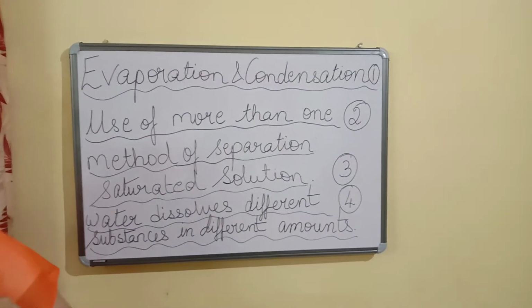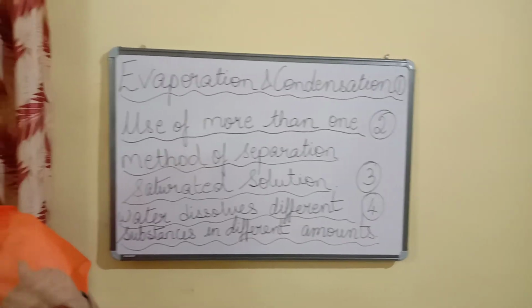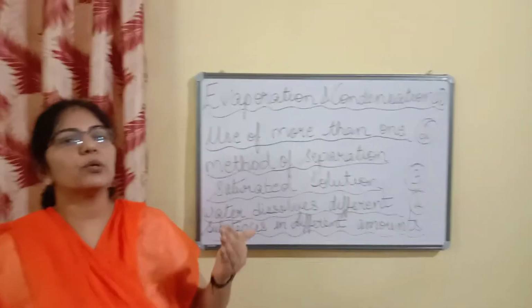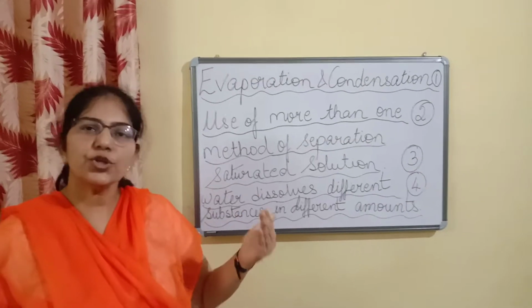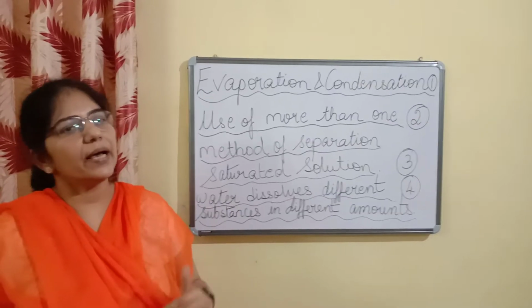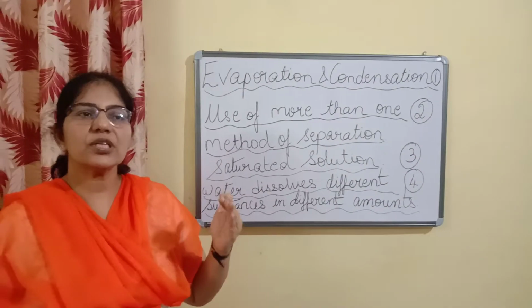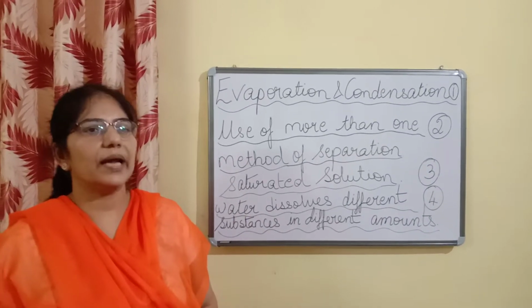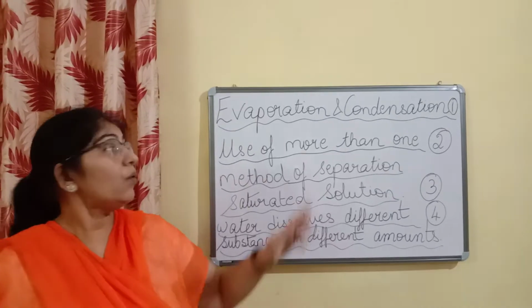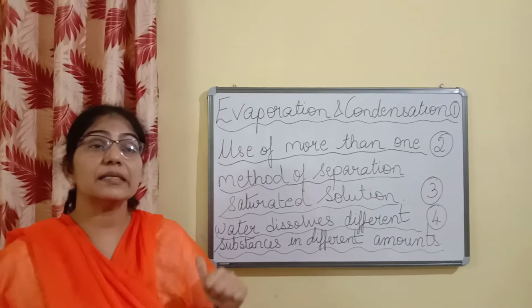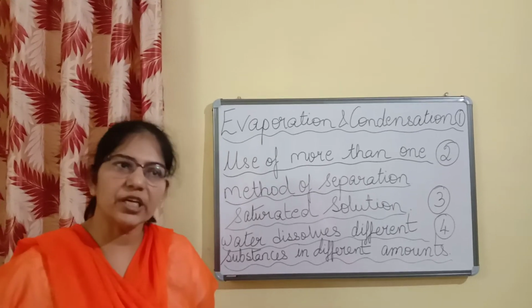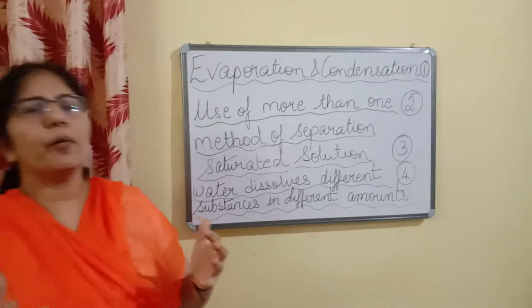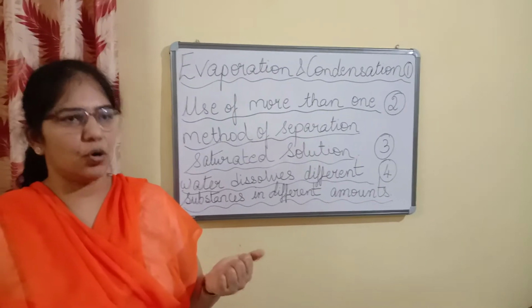Now children, you are familiar with what is evaporation and what is condensation because you have studied in class 5 also. What is evaporation, children? The process of conversion of water into water vapor on heating is called as evaporation. And the process of conversion of water vapor into liquid water on cooling is called as condensation. But now how these two processes are used as a method of separation, that we are going to study.